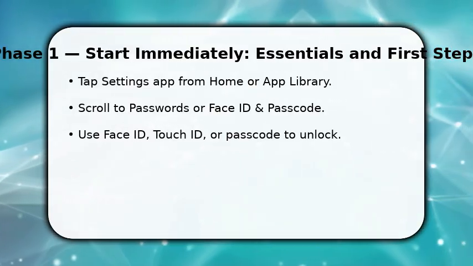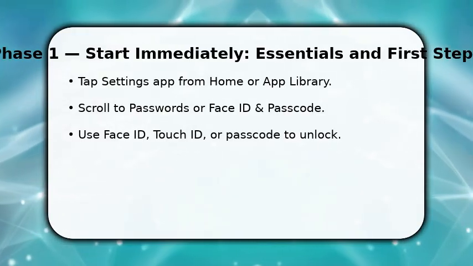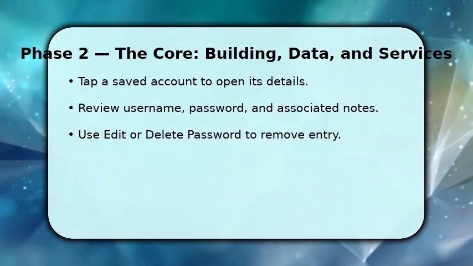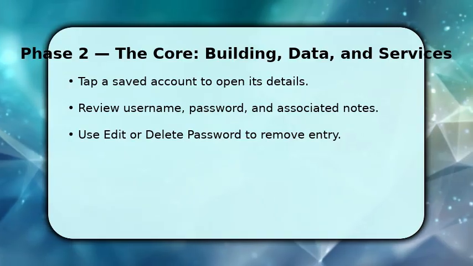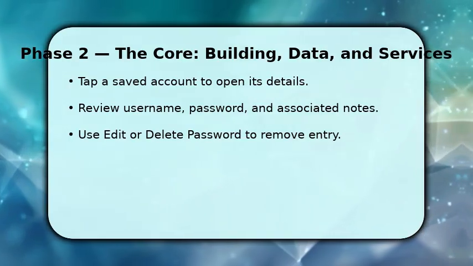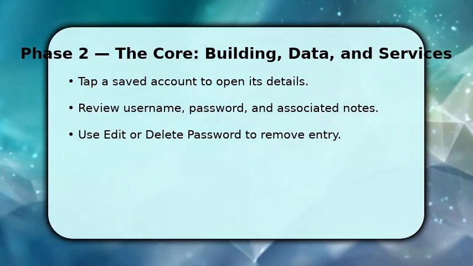Now locate the account or website entry you want to delete. You'll perform the deletion from its detailed view, not from the summary list. Once you open an entry, review the username and password to confirm it's the correct one. Mistakes can lock you out. Tap Edit if you need to change details, or swipe down and choose Delete Password to remove it.